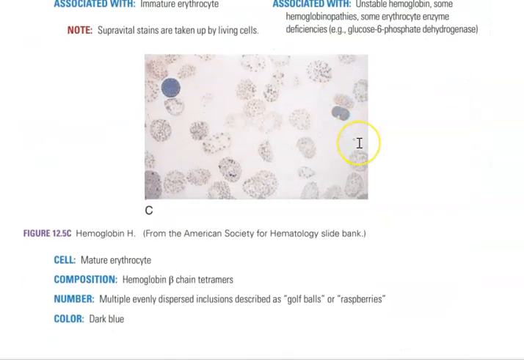Okay, down here in figure C, these are showing you hemoglobin H, and again this is stained with a supravital stain, new methylene blue. These are described as looking like a raspberry or a golf ball.